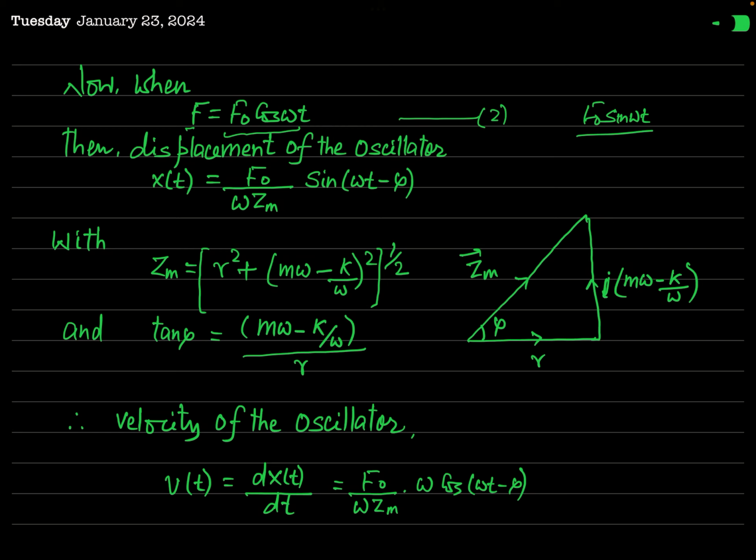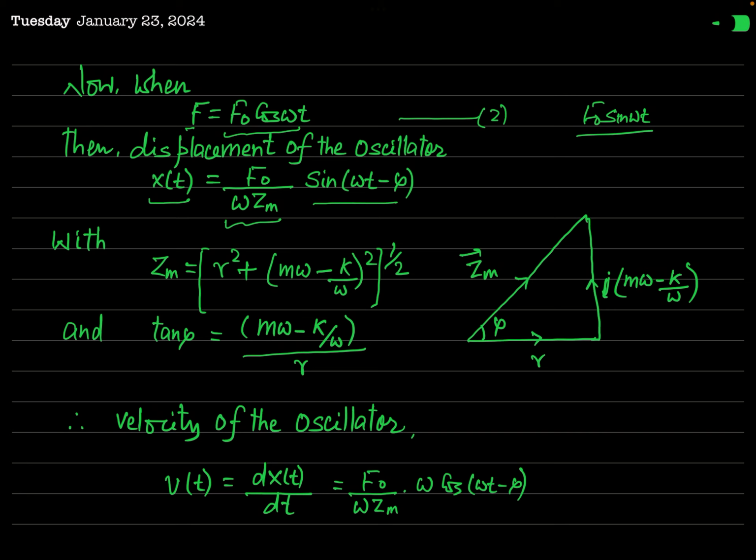But when we consider f equal to f naught cos omega t, then you have learnt in my previous lecture that in this very condition the displacement of the oscillator at any time t, which I have denoted by the symbol x of t, is given by f naught over omega Zm times sine omega t minus phi. You have seen this expression several times before, so I have written it here directly.